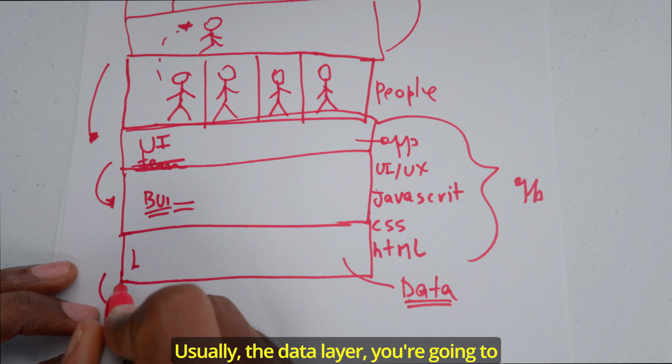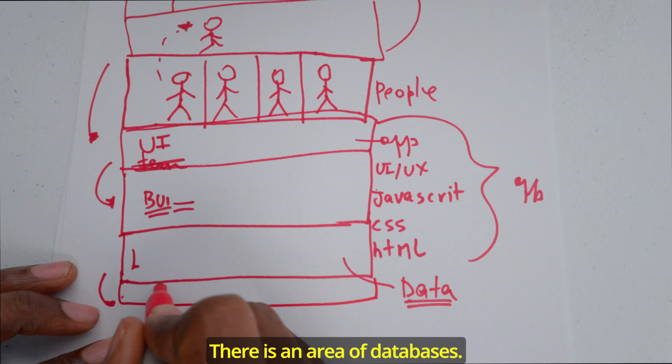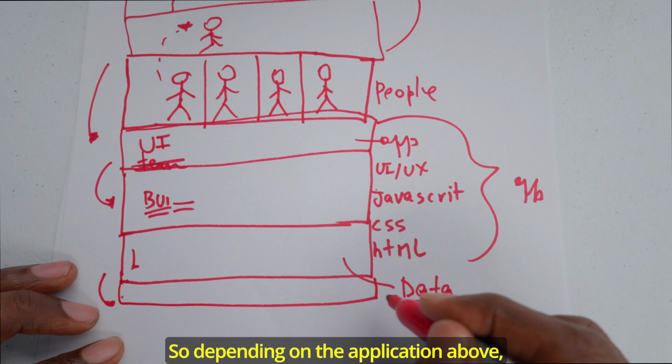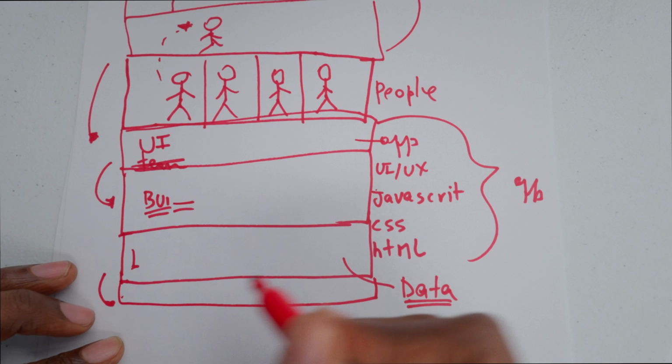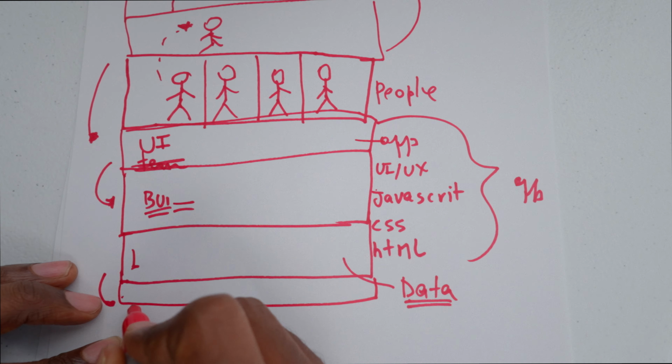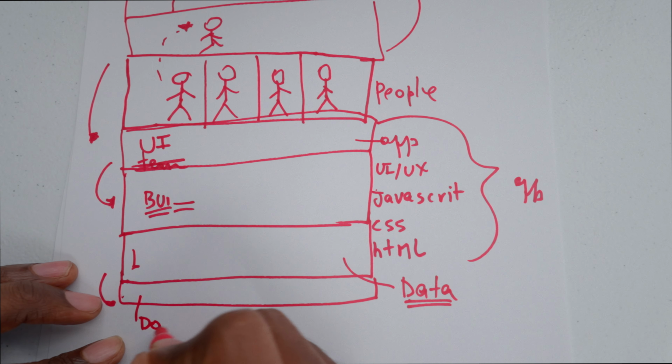Usually in the data layer, you're going to have all types of databases, right? There is a whole area of databases. So depending on the application above, I would say there are 3 types of databases. You're going to have document databases.